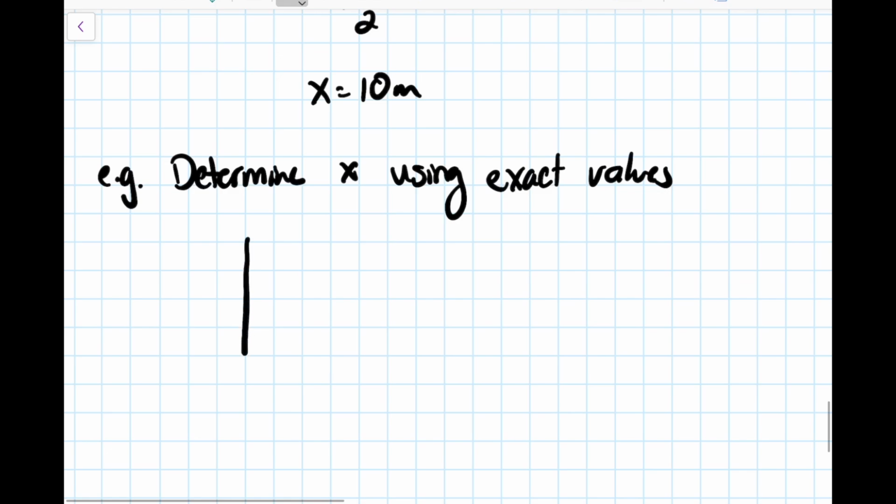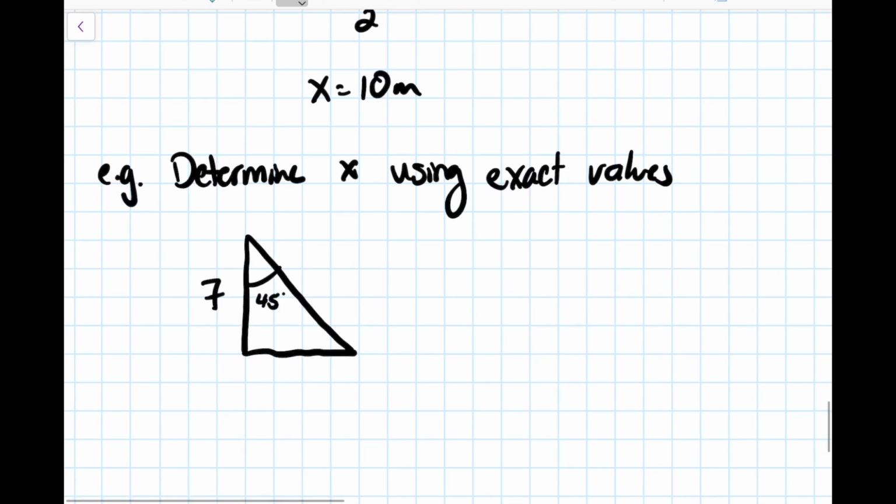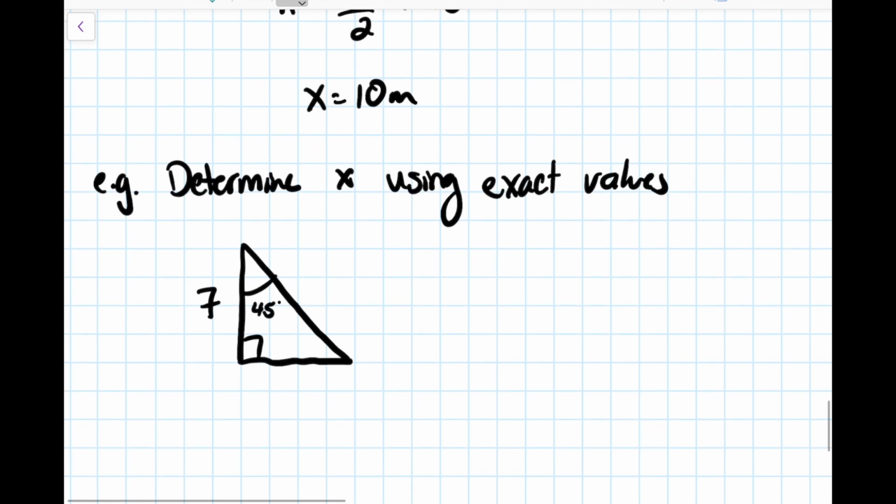So we've got this triangle here. This side is going to be 75. This angle is going to be 40. And you want to figure out x.